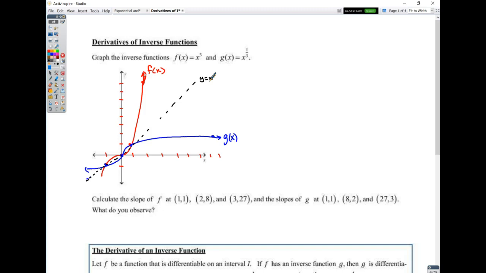The other thing I want you to remember is that by definition, if I take f of g of x, in this case x to the 1/3 to the third power, we just get x. That is the definition of an inverse function: if I take f of the inverse of the same function, we wind up getting x. They undo each other, and whatever the argument is, that's what I have left.